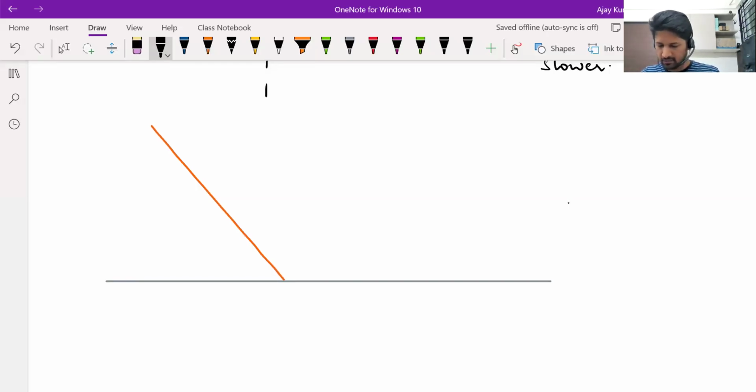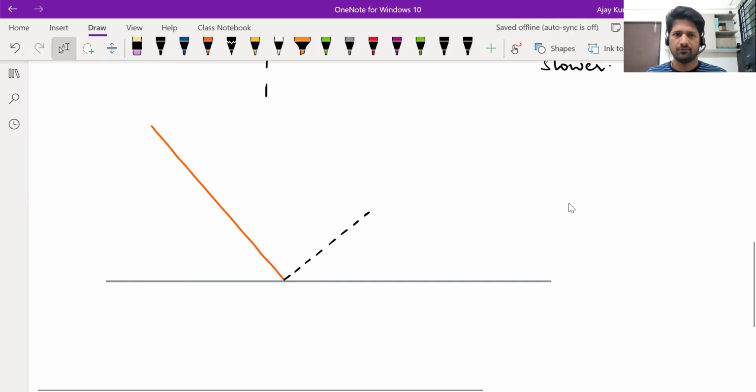Can one of you quickly tell me what is the angle between the direction of propagation of a wave and its wavefront? The angle between the direction of propagation of a wave and the wavefront is 90 degrees. So if the ray is about to strike the surface at an angle like this, you can automatically draw the wavefront.